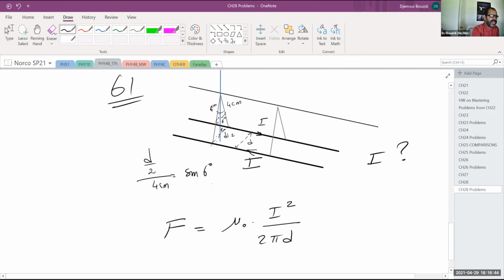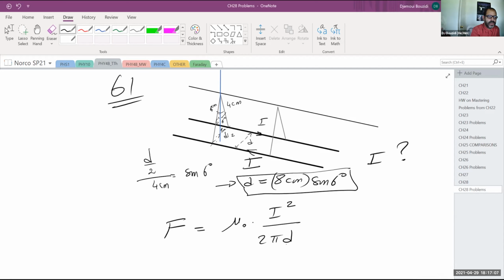From here, we can find that this d is simply equal to, what is it? 2 times 4, that's 8 centimeters times sine of 6 degrees. So that is basically the d that I need to plug in for this distance. So this is how far apart these two wires are. Okay, so we need that.